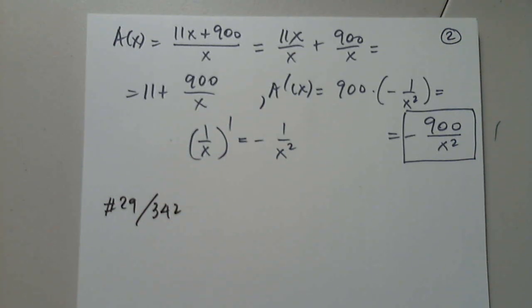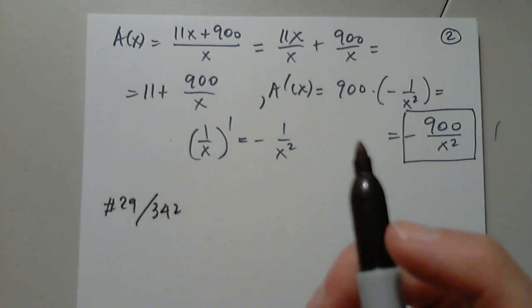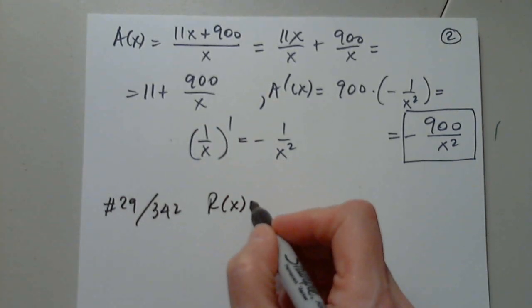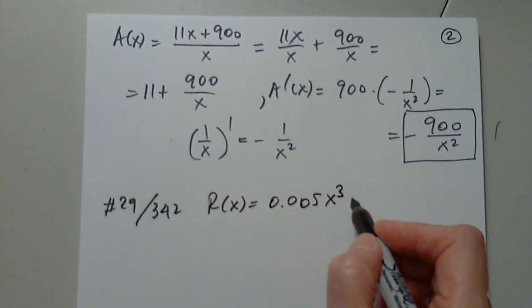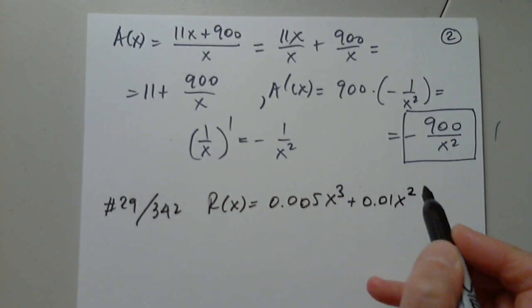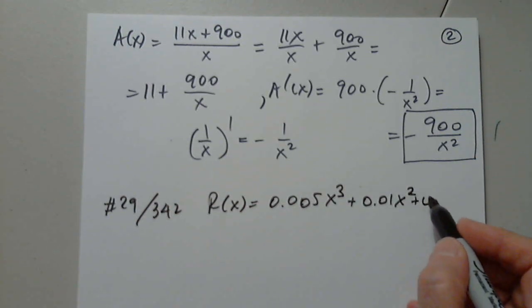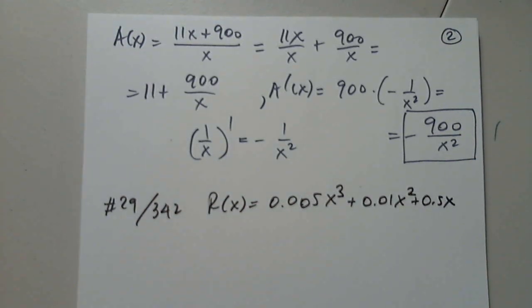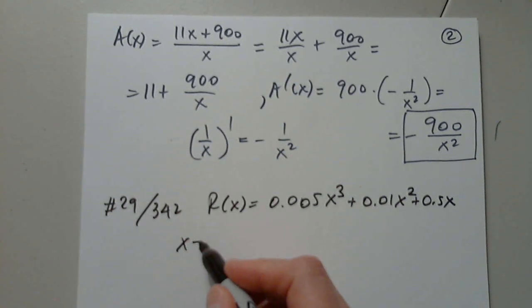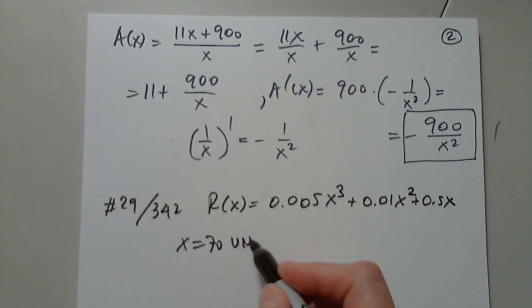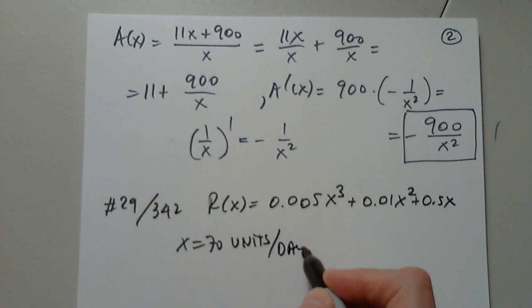Pierce Manufacturing determines that the daily revenue in dollars from the sale of x lawn chairs is this. Fine. R of x equals 0.005x cubed plus 0.01x squared plus 0.5x. Good. So they are currently selling 70 units daily. So x equals 70 units per day. Fine.